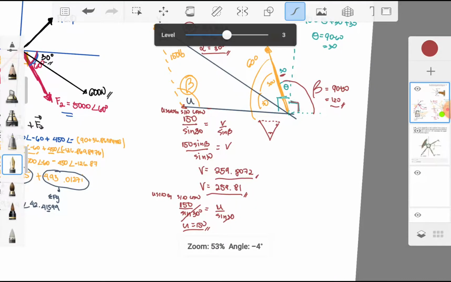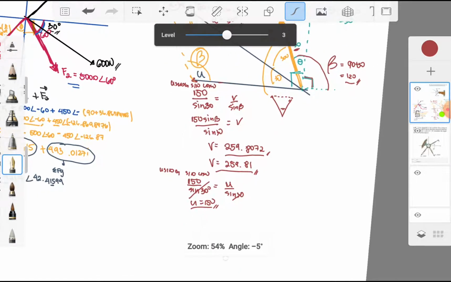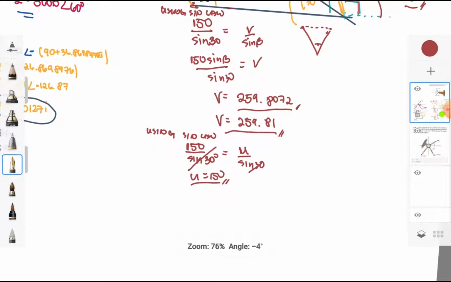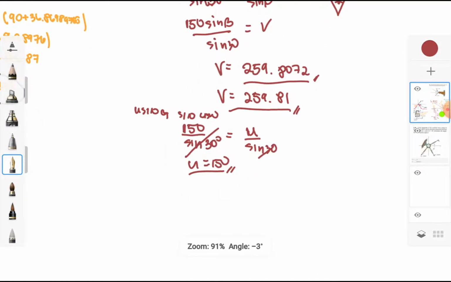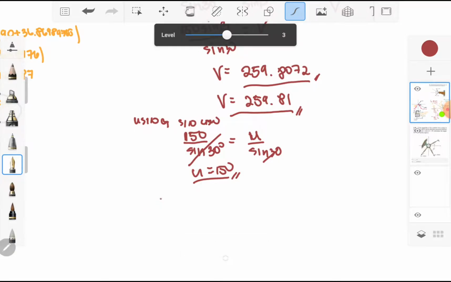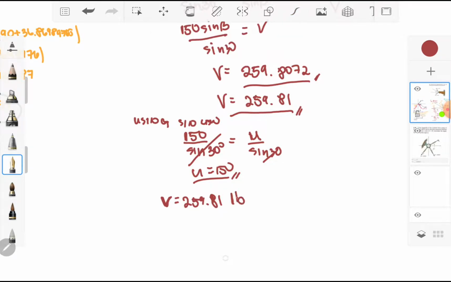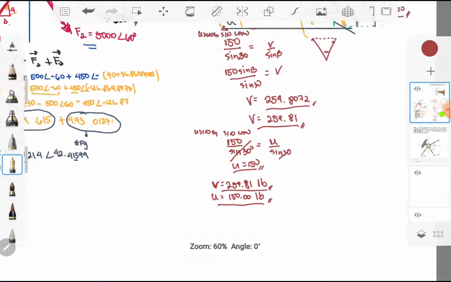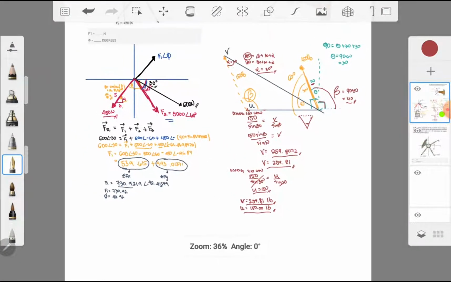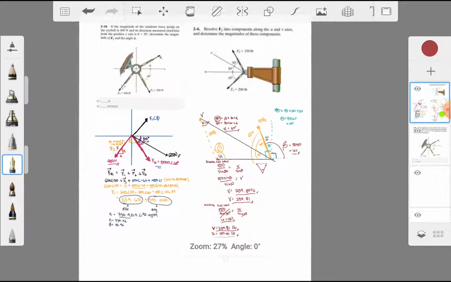Okay? So how will you write it into your LMS? So based sa aking instruction, so our V is equal to 259.81, meron na dati yung pounds na unit, and then our U is equal to 150.00 pound. So ganyan yung dapat siya isulat sa LMS natin. Okay? Though kinonsider ko yung iba based on their solution. Yan. Okay?